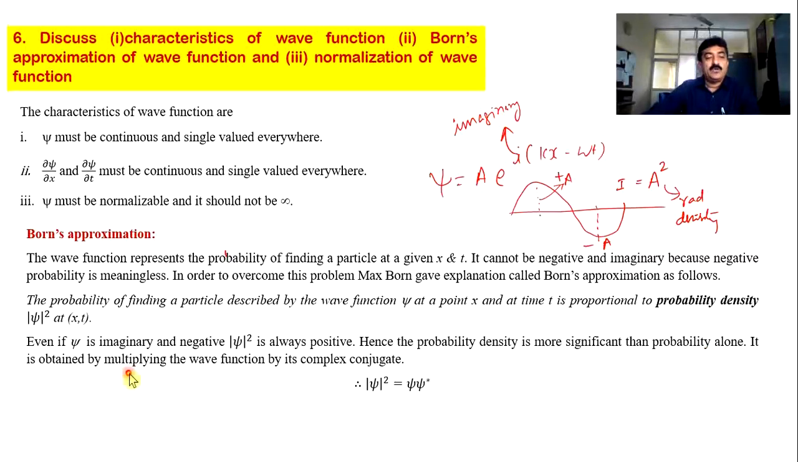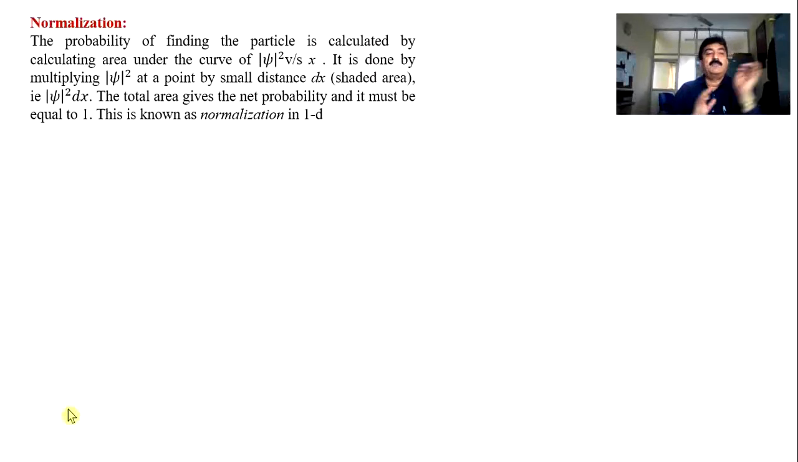So it is obtained by multiplying the wave function by its complex conjugate. So probability density, that is modulus of psi square, is equal to psi star psi. This is Born's approximation. And now, coming to the concept of normalization.